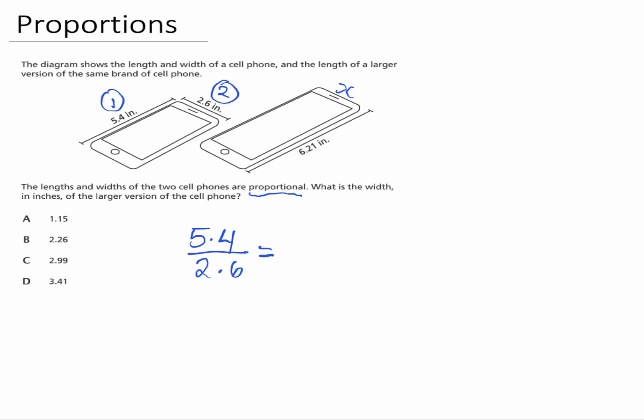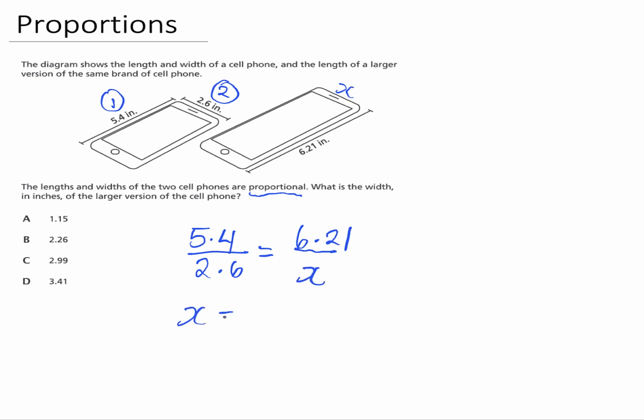Now this is very important because when you come to make the second fraction, you have to use the same sides. So notice, I started with the length as my numerator and my width as the denominator. Therefore, for the bigger cell phone, my numerator will be the length. So that's 6.21, and my denominator is the width, which I don't know, which is x.